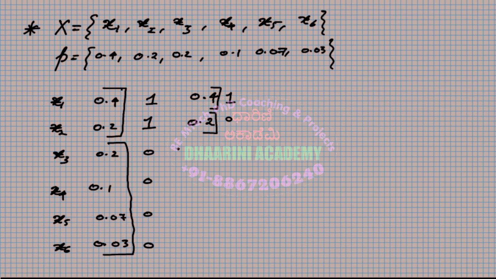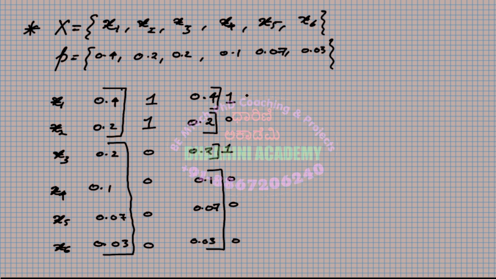Whereas in the second set of the original group, x3 is 0.2. The probabilities of x4 plus x5 plus x6 is also 0.2. So they are equal groups. So I can make one group here 0.2 and one more group 0.1, 0.07 and 0.03. So these three belong to the second group of this. So you again apply the same thing: 1 for them, 0 for this.